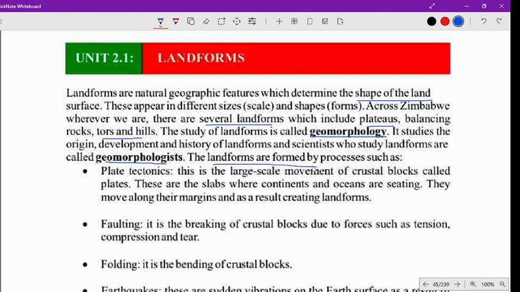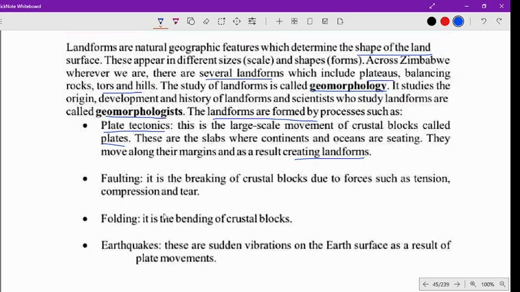Landforms are formed by processes such as plate tectonics. Plate tectonics is the large-scale movement of crustal blocks called plates. These are the slabs where continents and oceans are sitting on. They move along their margins, and as a result, they create landforms. The second one is called faulting. This is the breaking of crustal blocks due to forces such as tension, compression, and tear. Third, folding. This is the bending of the crustal rocks.